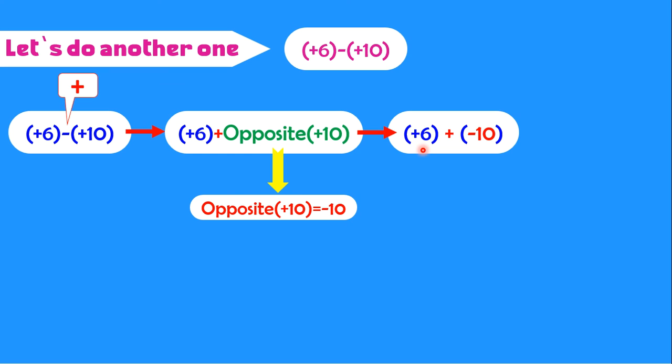So now we have plus 6 and minus 10. We have to take the sign of the greater number, which is 10. So it will be minus, and then we do subtraction. 10 minus 6, it will be minus 4.